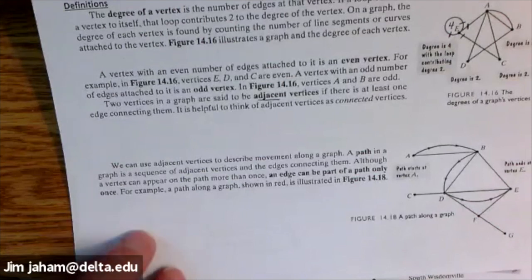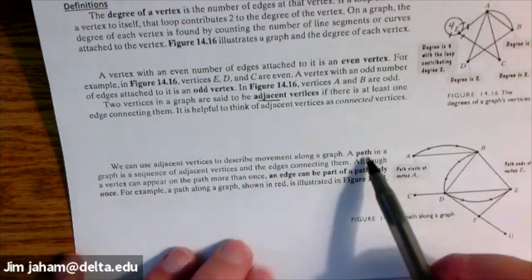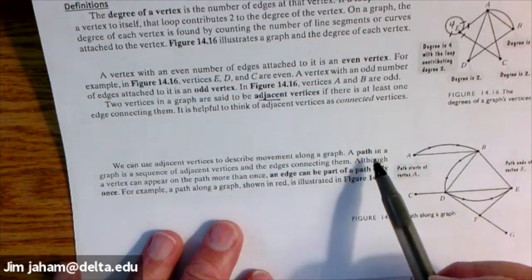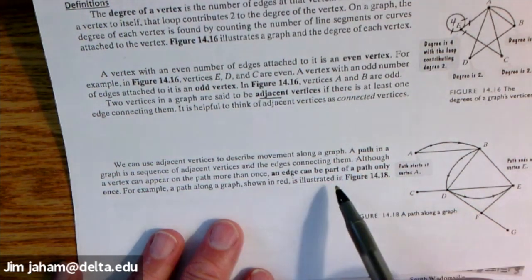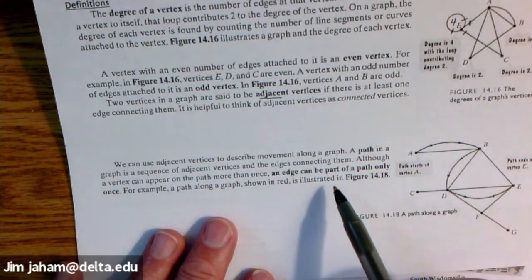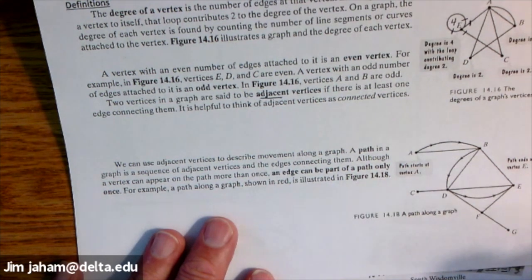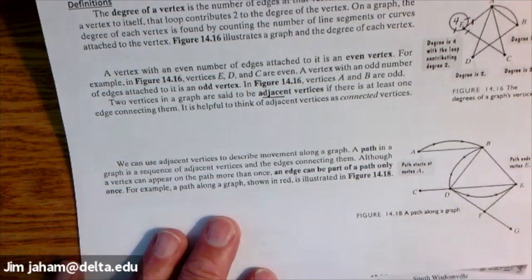All right, so you're getting all the definitions of graphs in this section, and the next 3 sections that follow will use these definitions. So we have paths and we have circuits. A path is a sequence of adjacent vertices and the edges containing them. Although a vertex can appear in the path more than once, an edge can be part of the path only once. So in a path, we don't want to do any backtracking along paths.